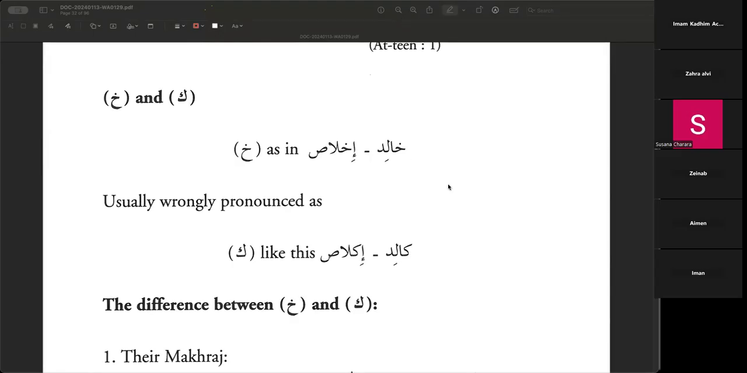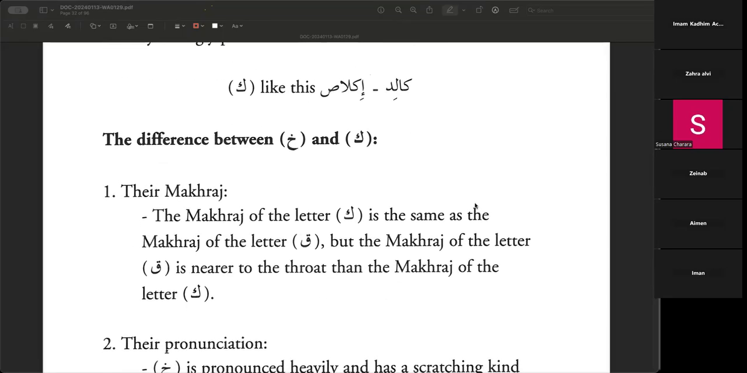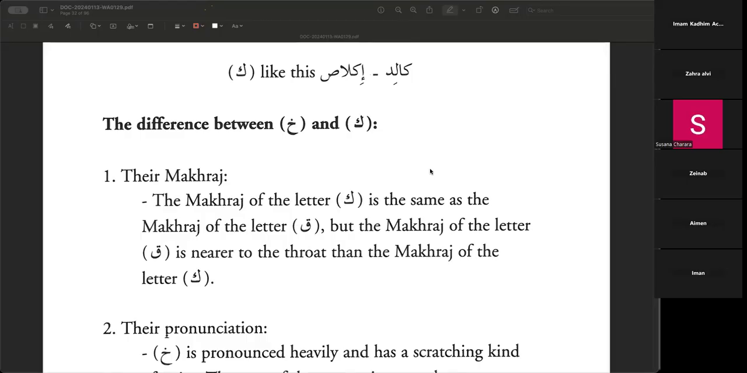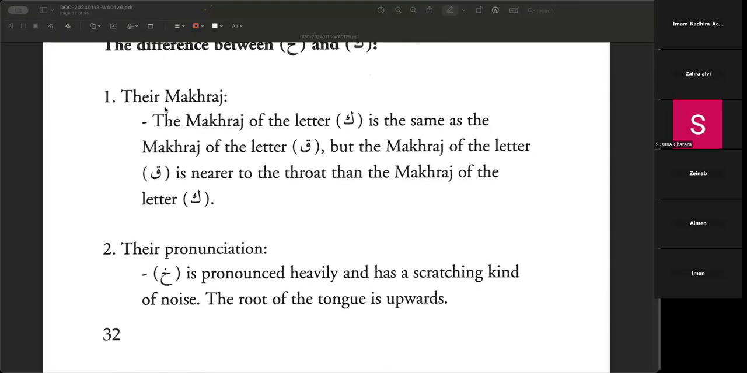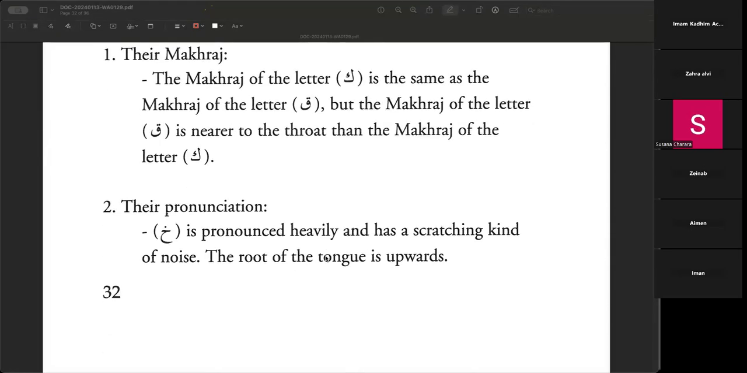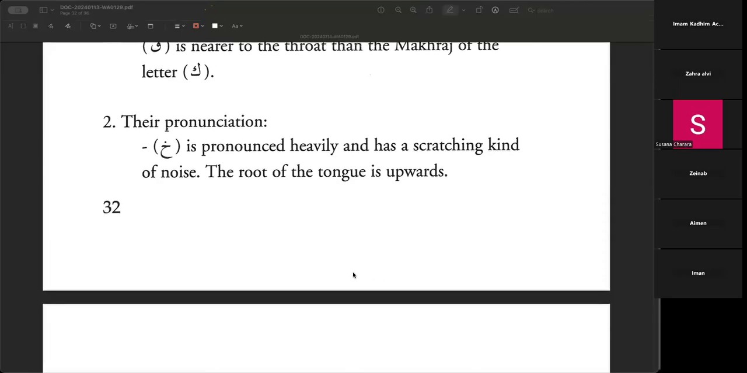So the next two, Kha and Kaf. Kha as in Khalid, Ikhlas, usually wrongly pronounced as Khalid, Ikhlas. What's the difference? First of all, their makhraj. The makhraj of the letter Kaf is the same as Qaf, but in the case of Qaf, it is nearer to the throat than the makhraj of Kaf. I actually feel these two are confused more easily than Kha and Ka. But anyways, Kha is pronounced heavily and has a scratching kind of noise.